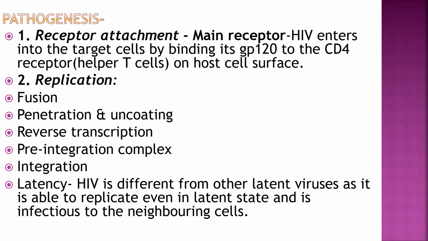Pathogenesis. First, receptor attachment. HIV enters target cells by binding its GP120 to the CD4 receptor, that is, on T helper cells on the host cell surface. The second step is replication. It involves fusion, then penetration and uncoating of the virus, reverse transcription, pre-integration complex, integration, and latency. In latency, HIV is different from other latent viruses as it is able to replicate even in the latent state and is infectious to neighboring cells.